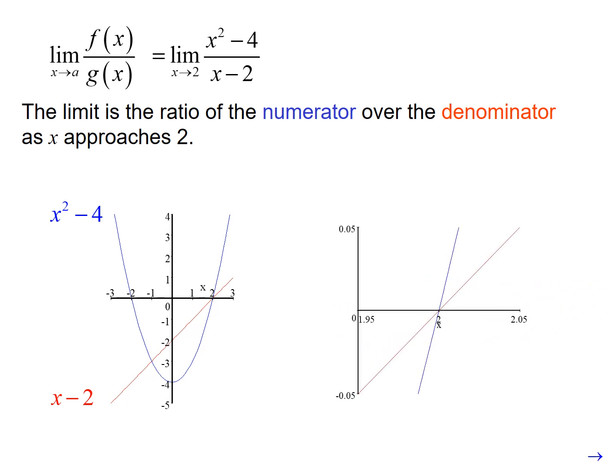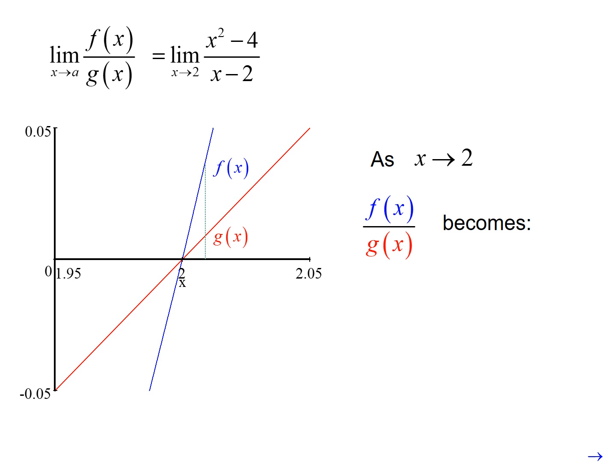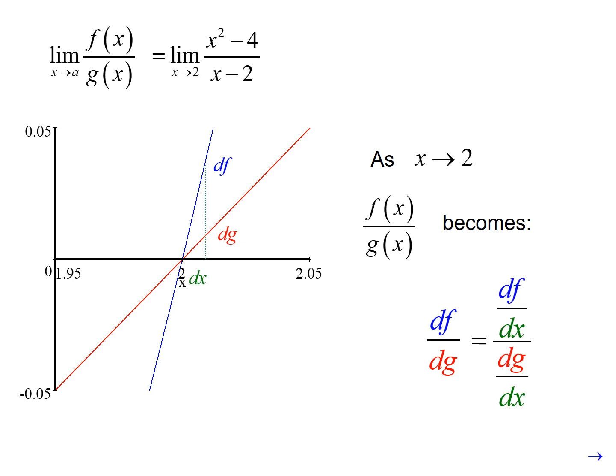All right, so we've zoomed in here. We have the red line there is x minus 2, blue is x squared minus 4. And we have the ratio of f of x over g of x. Well, as x approaches 2, this is a really small change in f and a really small change in g. So we have df over dg, or df/dx over dg/dx.